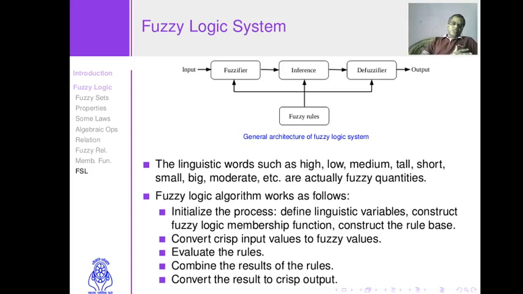This fuzzy logic system works with fuzzy quantities. In our real life, we use many words which are actually fuzzy. They represent the fuzzy quantities like tall, short, high, low, medium, moderate. All these words are actually fuzzy quantities because they are not well defined, and their applicability depends on the context, depends on the application we are talking about. So nothing is well defined as far as these words are concerned.